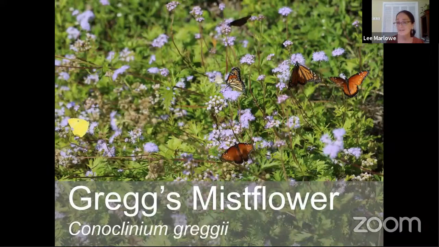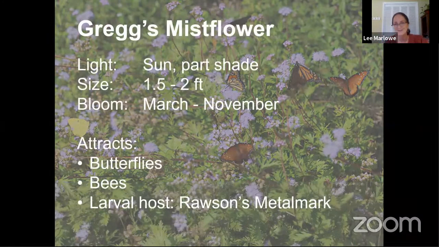Okay, this is the official pollinator plant for 2020, Greg's Mist Flower. It is fairly well known as a butterfly magnet. You can see here, we've got some queen butterflies, a monarch butterfly, and some kind of a yellow sulfur type butterfly. Again, I don't know who that one is. I'm not good enough with butterflies.